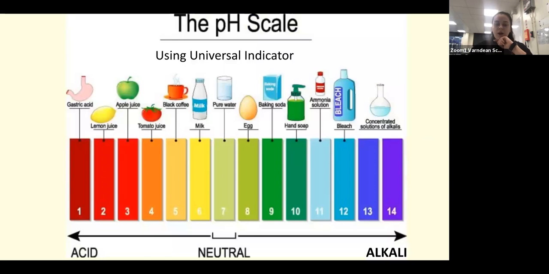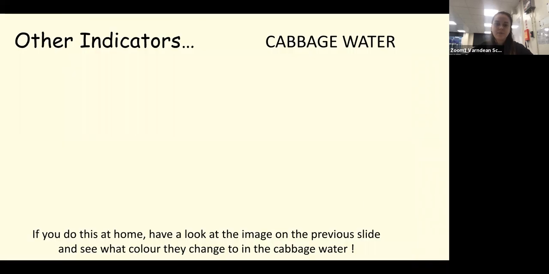Okay, so we can use our universal indicator to test lots of different things. So there's a selection here of substances which are acidic and alkali. So you can have a little look at this later. There's some quite interesting things here, things that we would see in normal everyday life, and whether they are acidic or alkali. So this is using our universal indicator that we get these colours.